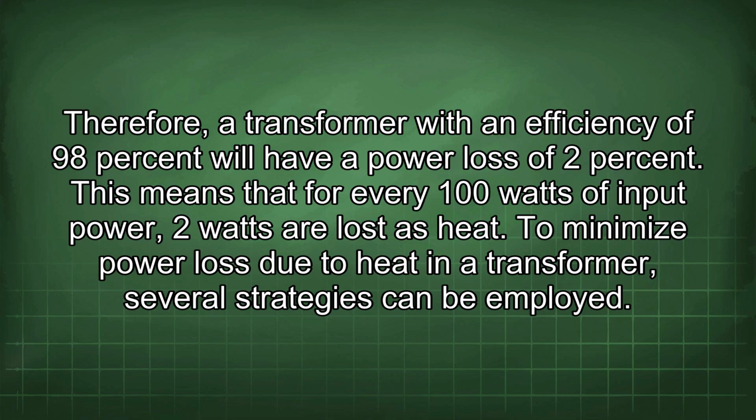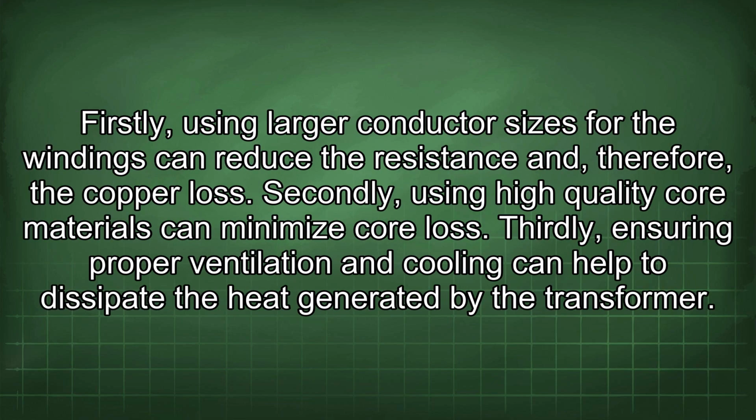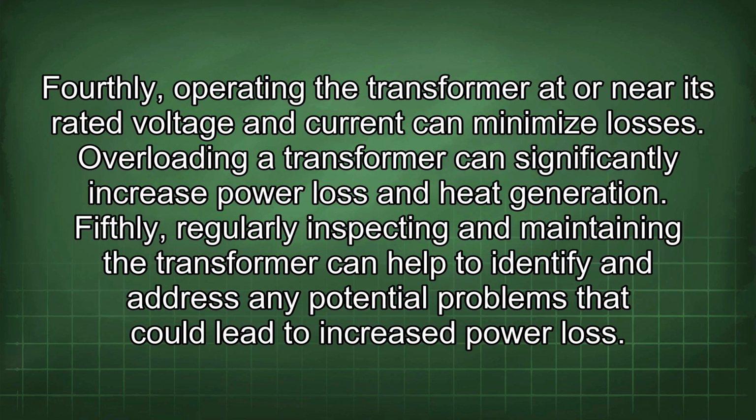To minimize power loss due to heat in a transformer, several strategies can be employed. Firstly, using larger conductor sizes for the windings can reduce the resistance and therefore the copper loss. Secondly, using high-quality core materials can minimize core loss. Thirdly, ensuring proper ventilation and cooling can help to dissipate the heat generated by the transformer. Fourthly, operating the transformer at or near its rated voltage and current can minimize losses. Overloading a transformer can significantly increase power loss and heat generation.